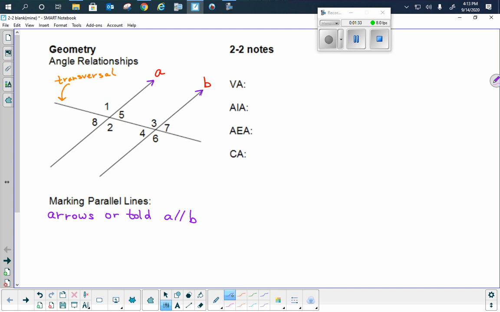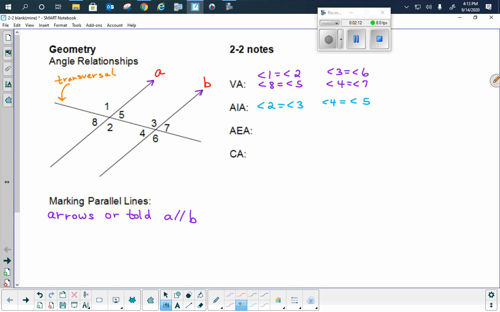Vertical angles. Angle 1 would equal angle 2. Angle 8 would equal angle 5. Angle 3 would equal angle 6. And angle 4 would equal angle 7. Alternate exterior. Nope, alternate interior is next. So alternate interior, there should be 2 sets. Angle 2 would equal angle 3. And likewise, angle 4 would equal angle 5.